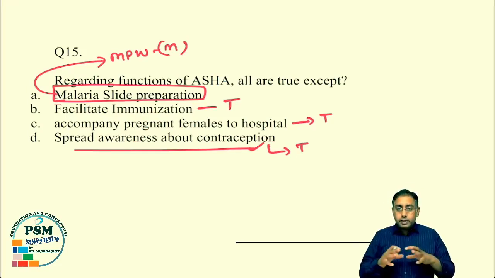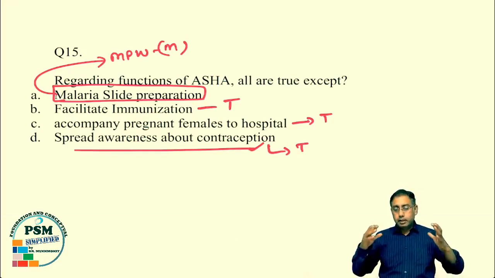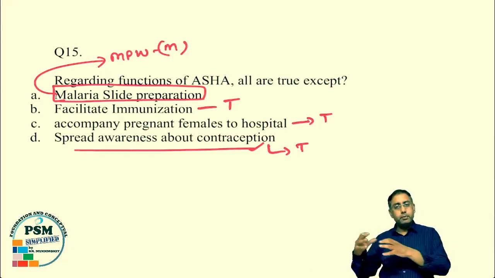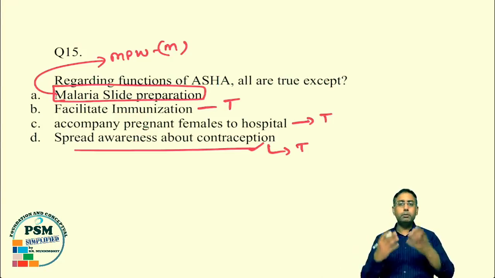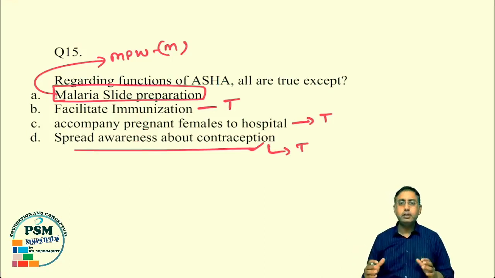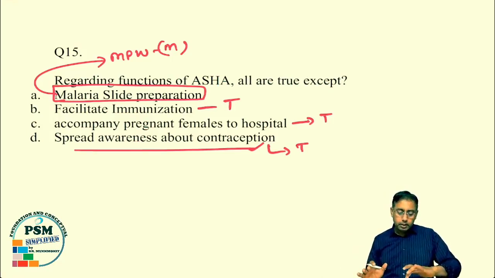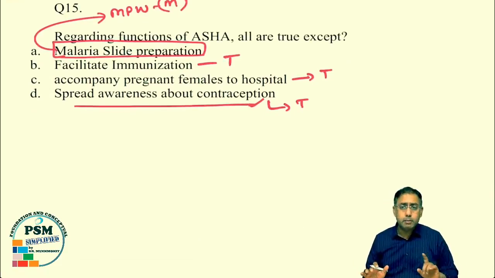Immunization, she facilitates for immunization. The camp should happen, the children should come, the ANM should come, the health workers should come, and there should be good progress, and the report should be written. Everything is being managed by ASHAs. So malaria slide preparation is done by the MPW male.